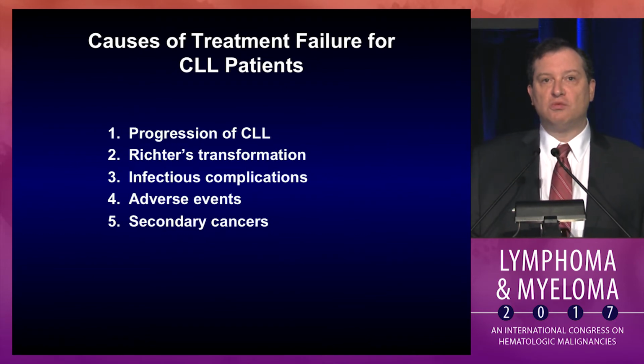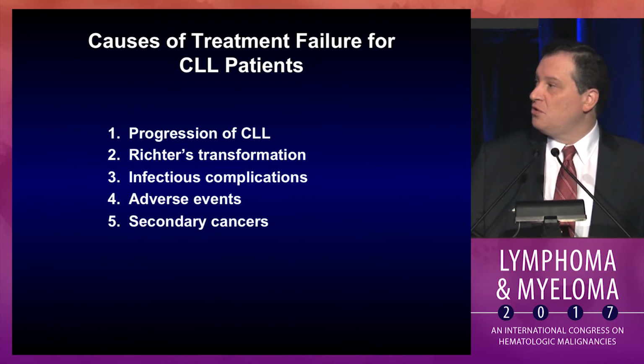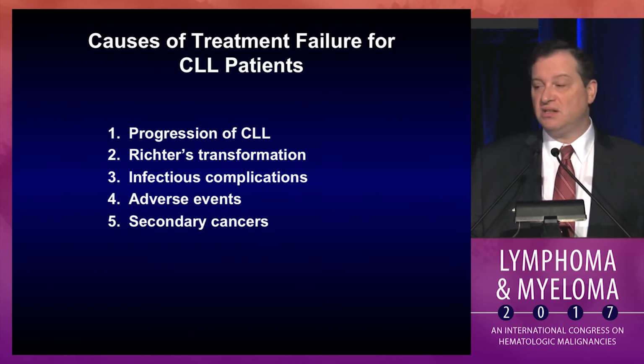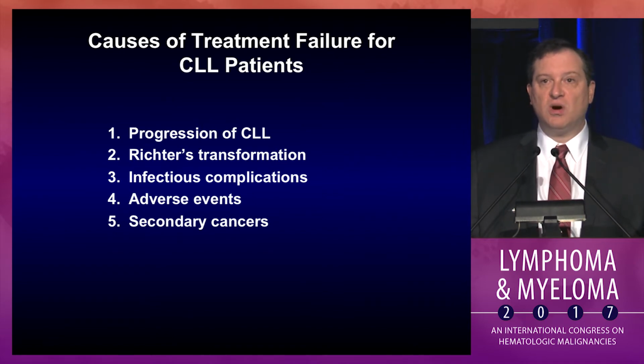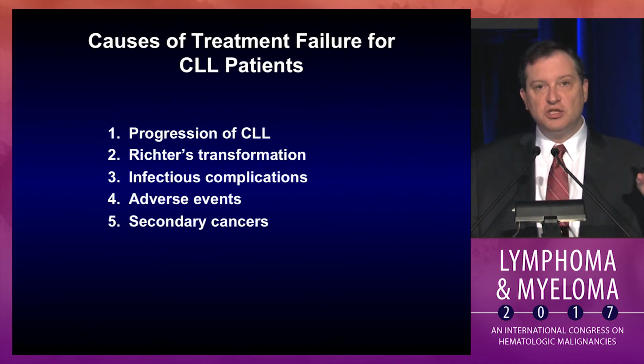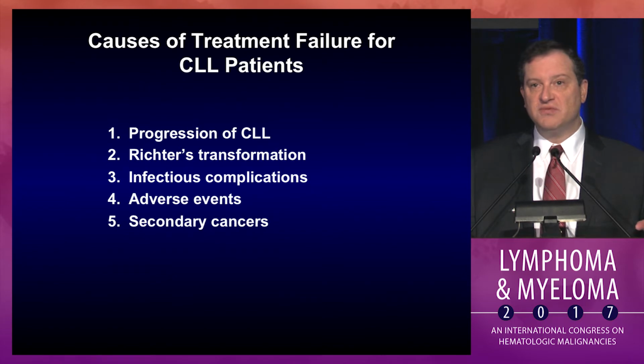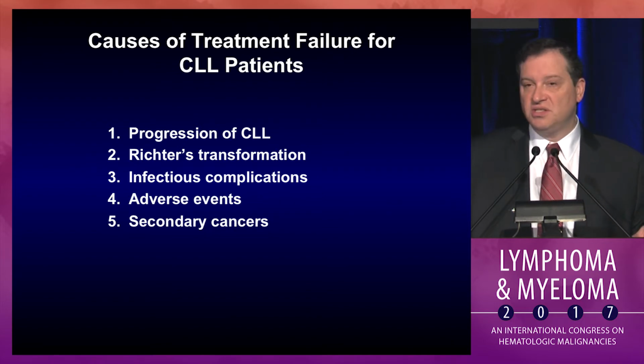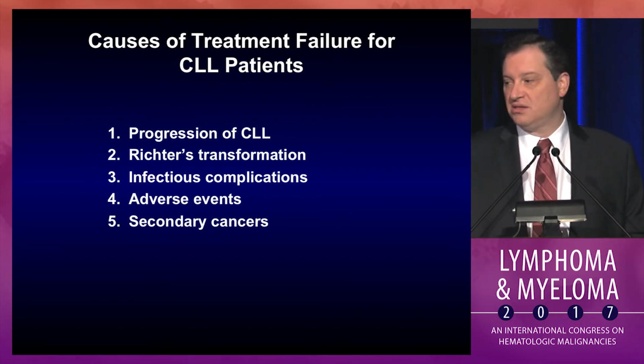So in talking about our response endpoint, I want to focus on progression of the CLL. There are really two ways that CLLs progress. In general, when you talk about why patients need to come off treatment, and I hate using the term, the patients, it's really the treatment fails the patients. The first and most common is going to be progression of the CLL, and I'll talk more about the relative contributions of each of these in a moment. But the five are going to be progression of the CLL, or transformation to a more aggressive histology, aka Richter's transformation, infectious complications, adverse events, and then secondary cancers.